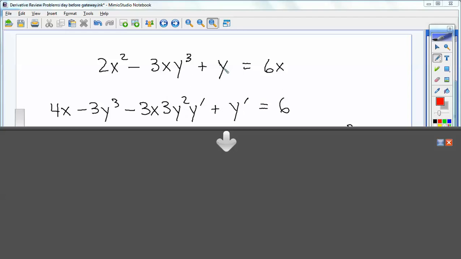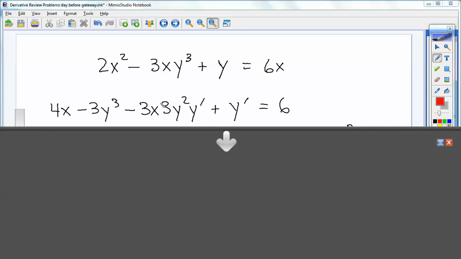Plus y, normal derivative would be 1, tack on a y prime, or just common sense, the derivative of y is y prime. That's the other way to think about it. Derivative of y would be 1, tack on a y prime. Derivative of 6x is 6.